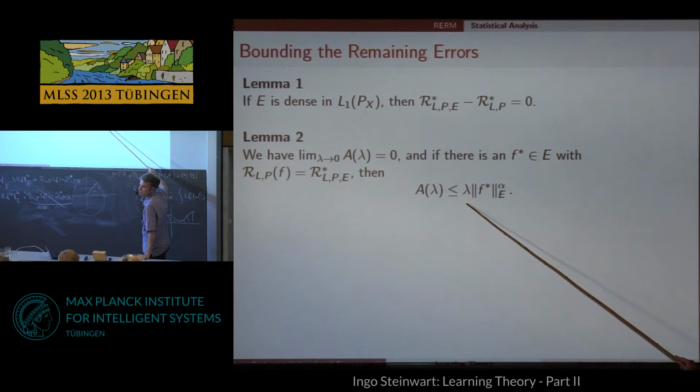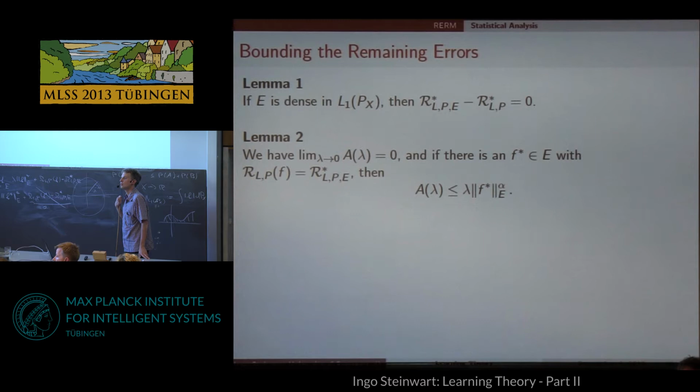Yes, please. The question was, how can we know that there is such a function F star? The basic and simple answer is we can't. It's just an illustration of what happens if we are in the lucky situation that there is such a function. We don't know. If we knew that, well, then it would be easier, but we don't.